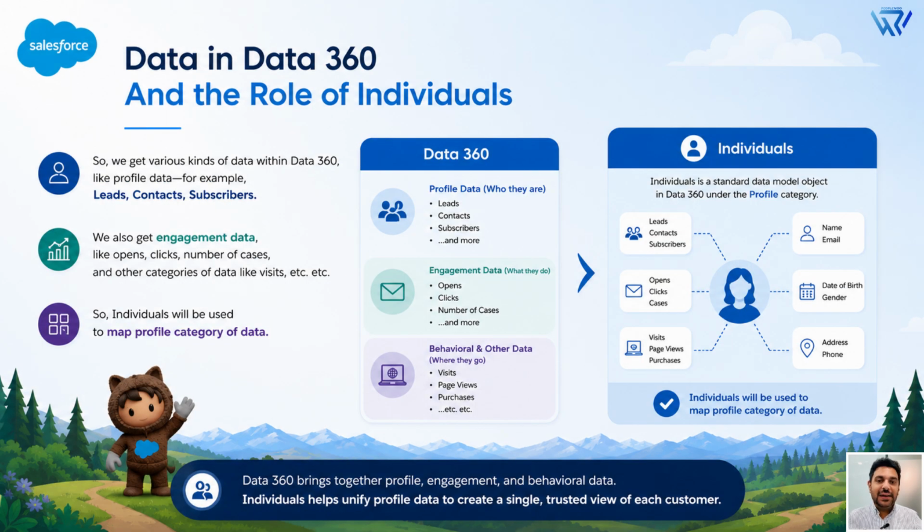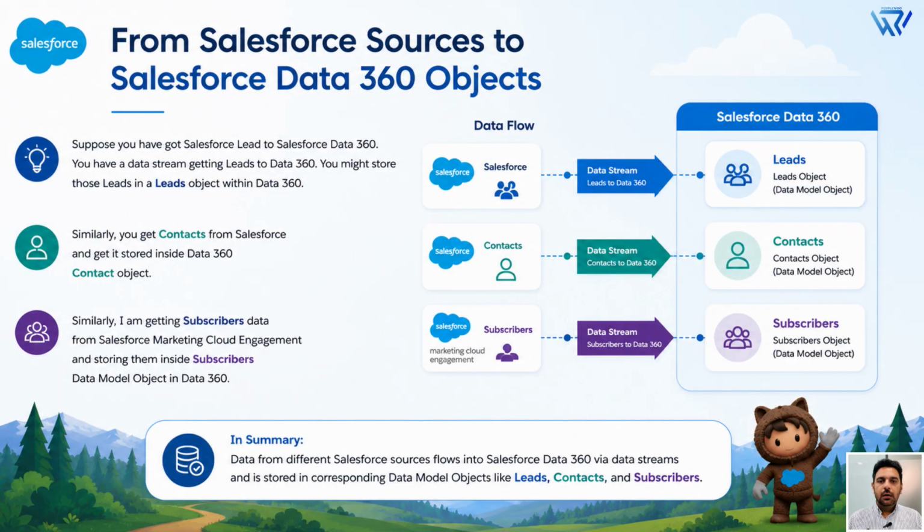So we get various kinds of data within Data 360, like profile data, for example, leads, contacts, subscribers. We also get engagement data like opens, clicks, number of cases, and other categories of data like visits, etc. So individuals will be used to map the profile category of data.